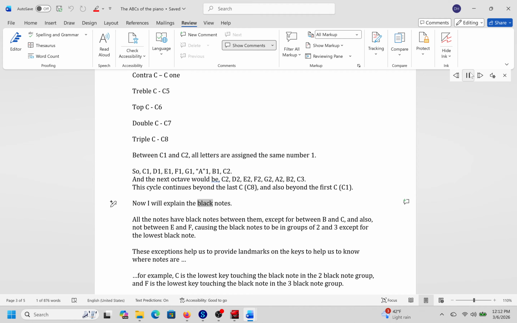Now I will explain the black notes. All the notes have black notes between them, except for between B and C, and also not between E and F, causing the black notes to be in groups of 2 and 3 except for the lowest black note. These exceptions help us to provide landmarks on the keys to help us to know where notes are. For example, C is the lowest key touching the black note in the 2 black note group, and F is the lowest key touching the black note in the 3 black note group.